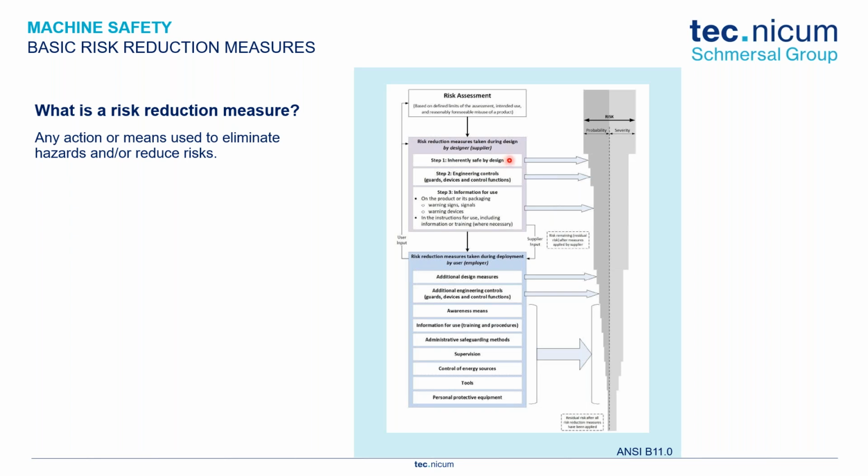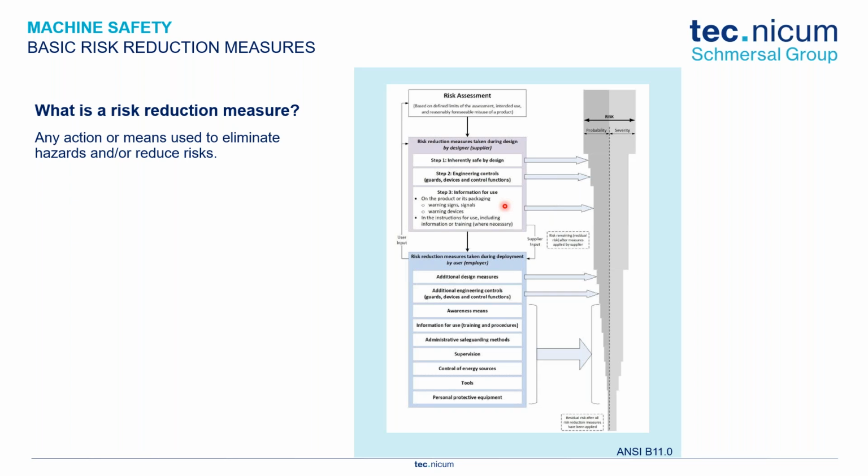Can we design this hazard out of this machine, out of this process? If we cannot design it out, we then look into adding some type of engineering control measures, and they have some examples here as far as guards or device and control functions. And then the last thing, as far as the OEM is concerned, the machine builder or the integrator, is can we provide some information for use? And again, to give some examples, some warnings and signs.